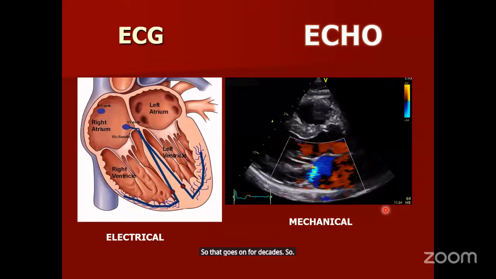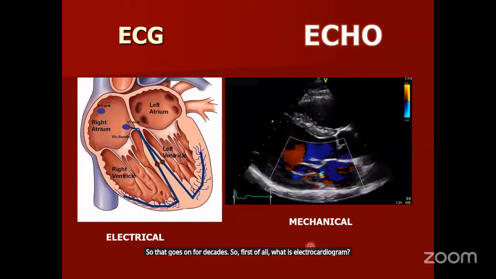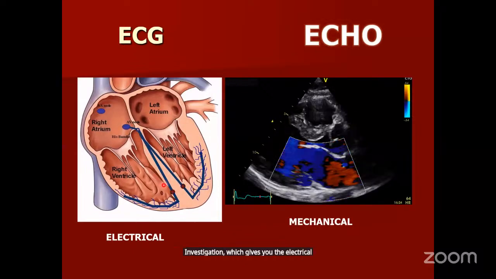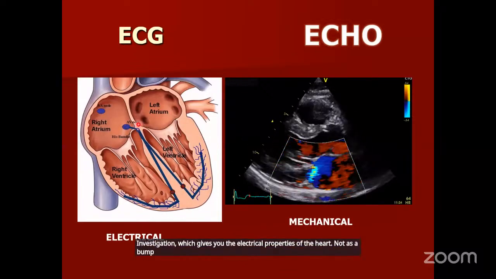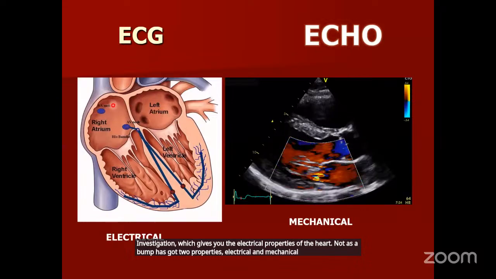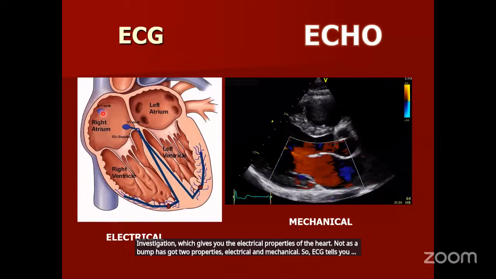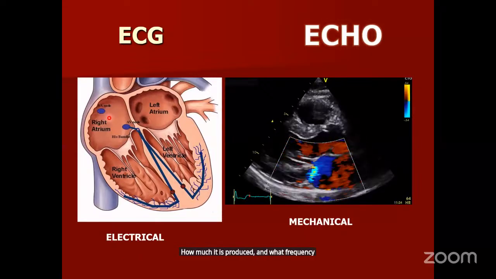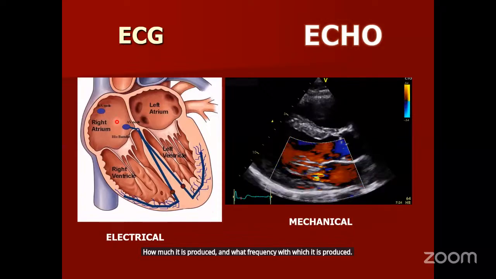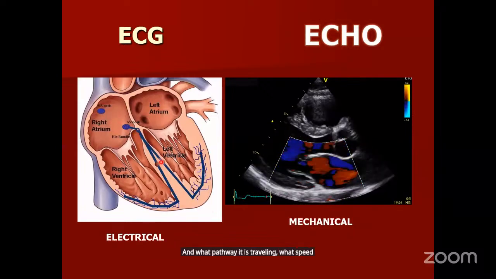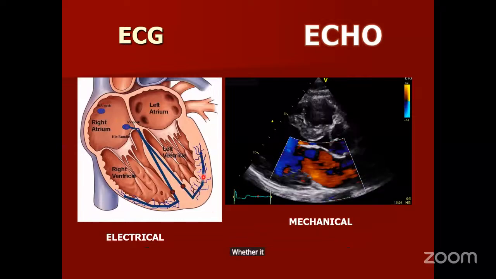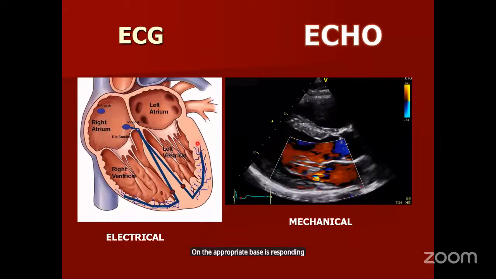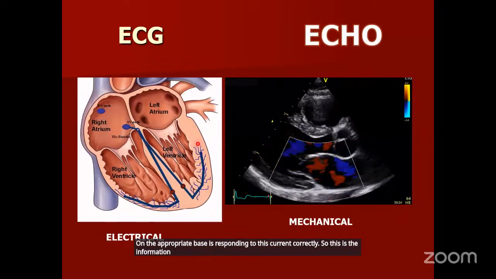So first of all, what is electrocardiogram? Electrocardiogram is the investigation which gives you the electrical properties of the heart. The heart as a pump has 2 properties, electrical and mechanical. ECG tells you where the electricity in the heart is produced, how much is produced, with what frequency it is produced, what pathway it is traveling, with what speed it is traveling, whether it is reaching the appropriate place at the right time, and whether that place is responding to this current correctly. This is the information you get from electrocardiogram.